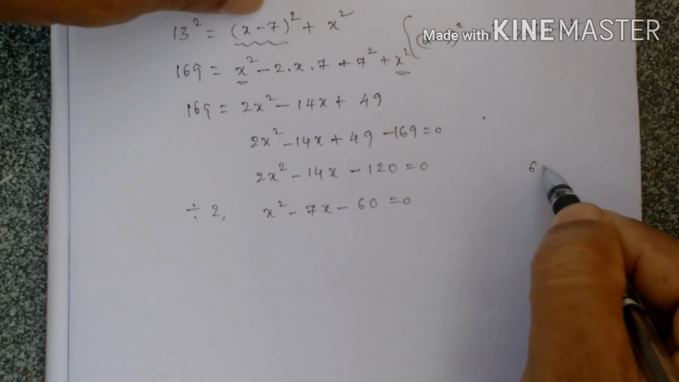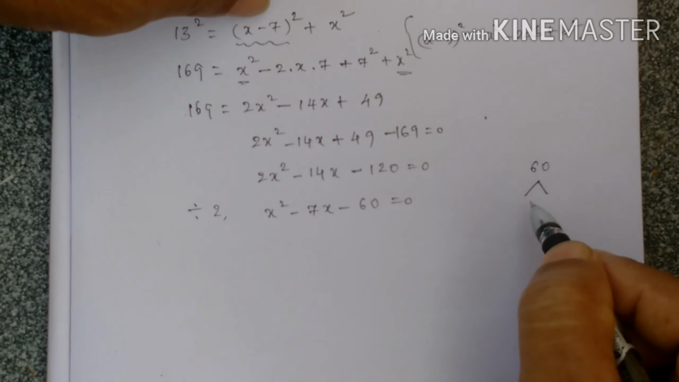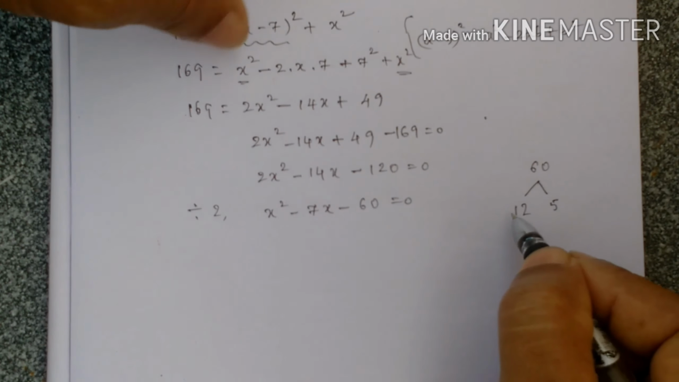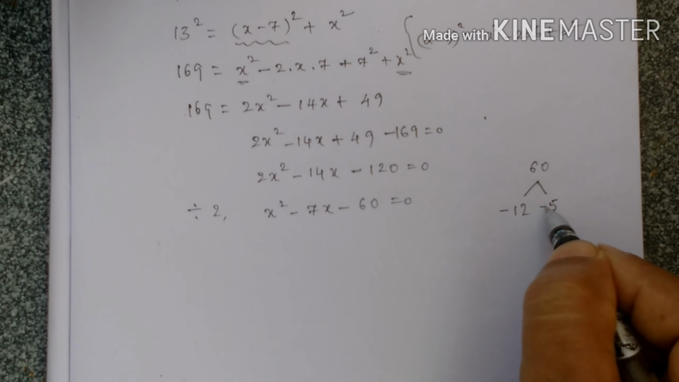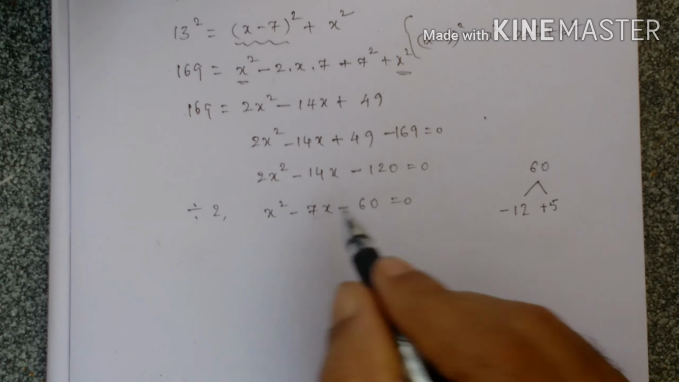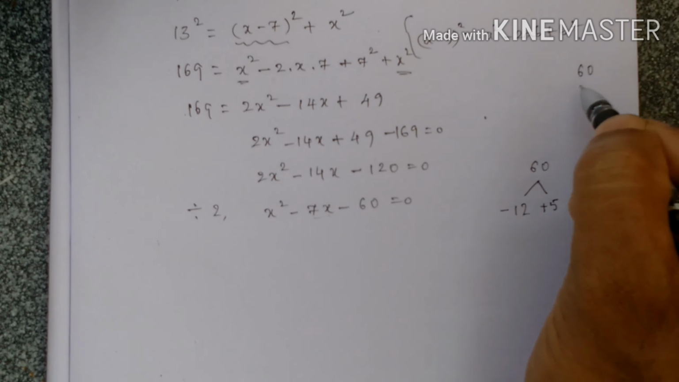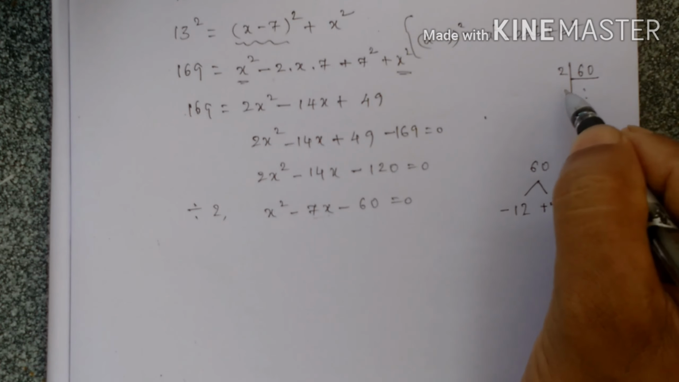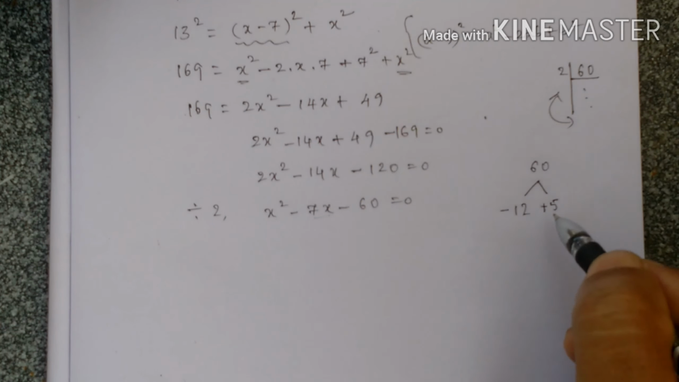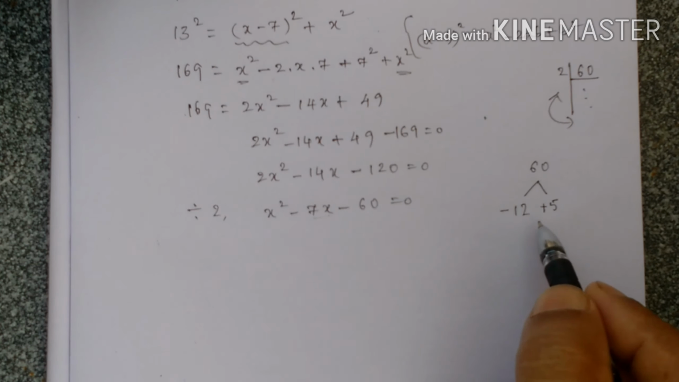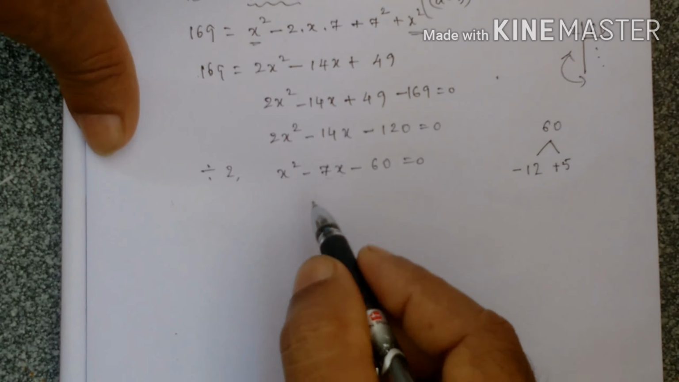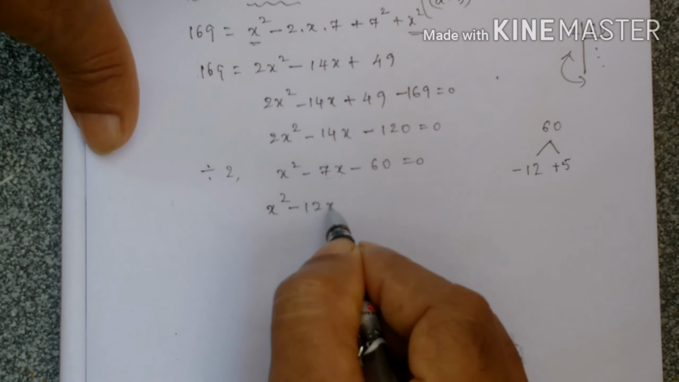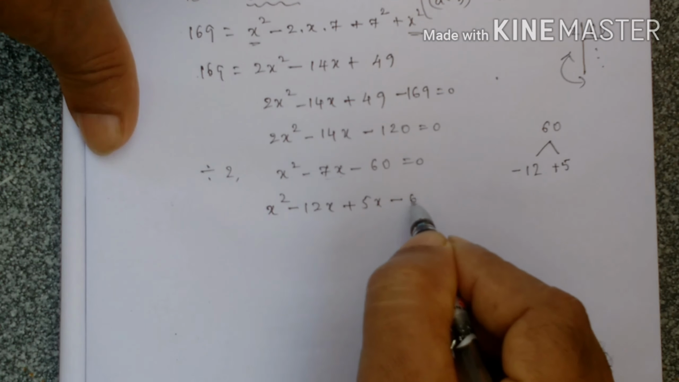We need to find the factors of 60. The two convenient factors are 12 and 5, because give minus to 12 and plus to 5; 12 minus 5 we are going to get 7. Already I told you how to find it: write 60 and continuously divide and make it into two groups. Then you are going to get the right factors. If you know, you can directly write 12 fives are 60. Then we can write the equation as x square minus 12x plus 5x minus 60, as it is.